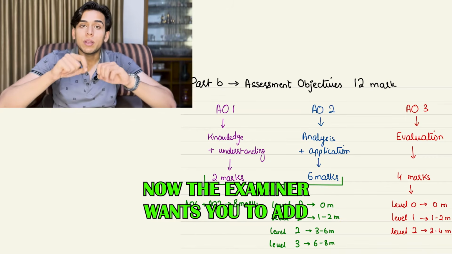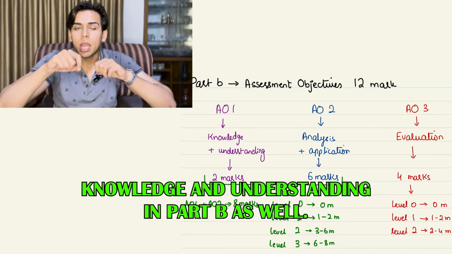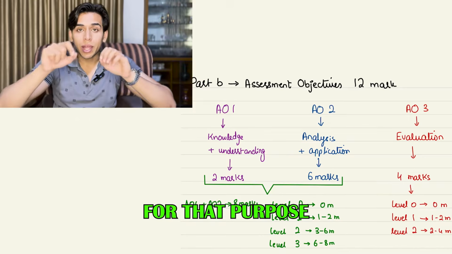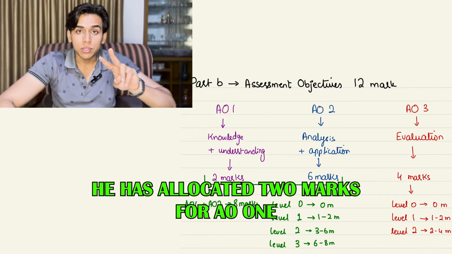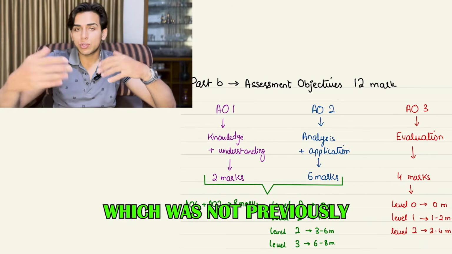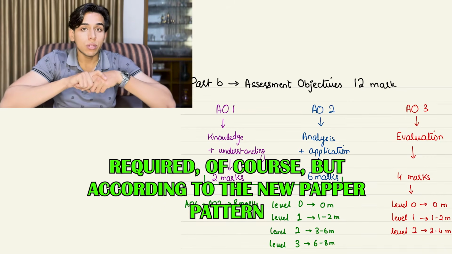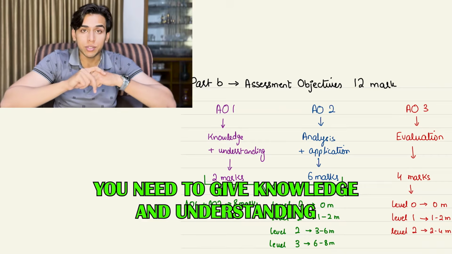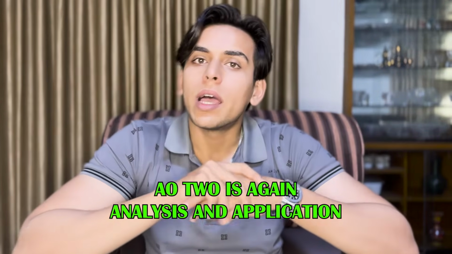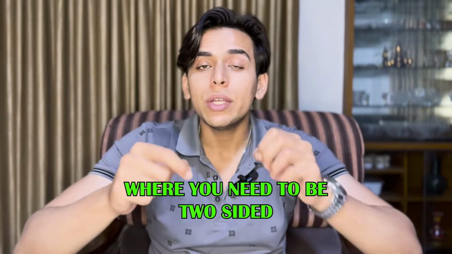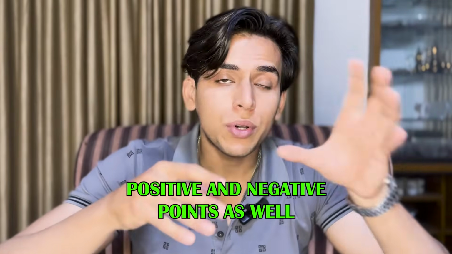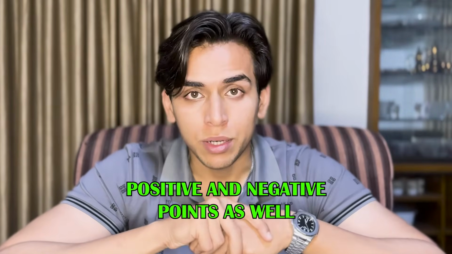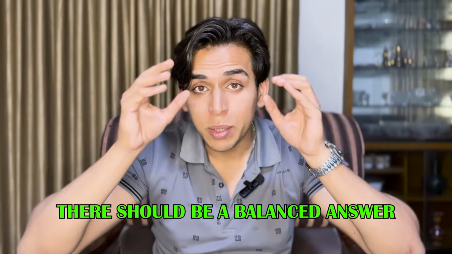Now the examiner wants you to add knowledge and understanding in part B as well. For that purpose, he has allocated 2 marks for AO1, that is knowledge and understanding, which was not previously required of course, but according to the new paper pattern, you need to give knowledge and understanding. AO2 is again analysis and application, where you need to be two-sided, where you need to write positive and negative points as well. You need to give pros and cons. There should be a balanced answer.